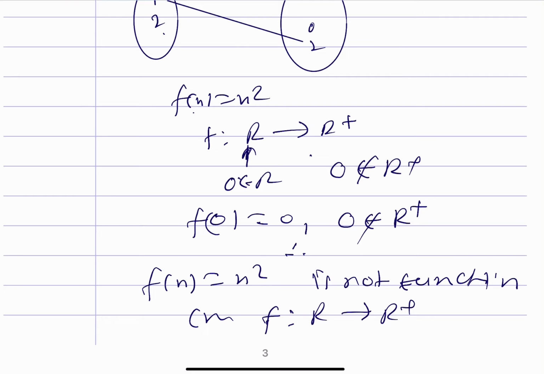Let me take the first example, how to find the domain. Here a function is given, f of x equals the square root of 2 minus 2x minus x square. What you need to do is find the domain.